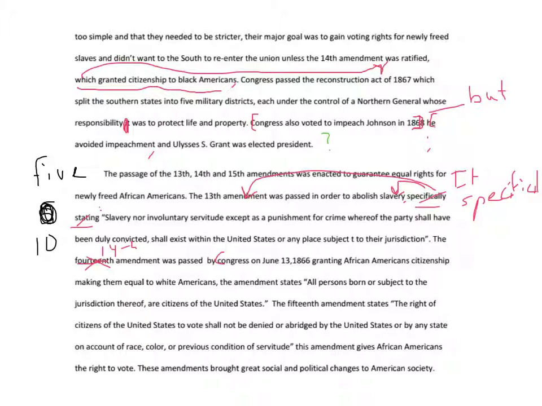Citizenship making them equal to white Americans. So again, it's confusing that making follows right after citizenship like that. The comma here. Comma here. Granting African Americans citizenship, which made them equal to white Americans.